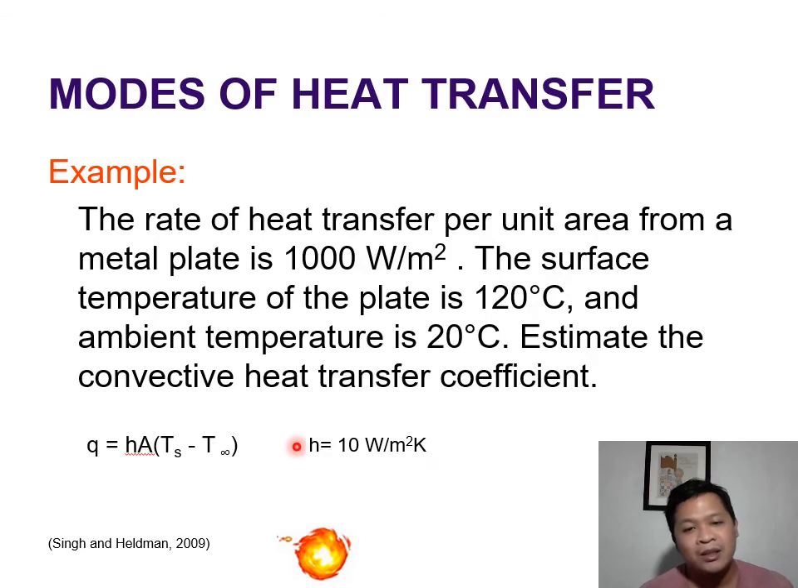For each 1 square meter na surface area ng steel plate, ay nagtatransfer siya ng 10 watts sa kada 1 degree Celsius or 1 Kelvin na difference between the surface temperature and the ambient. Okay, so to increase the Q, you either increase the contact area, the surface area, or you increase the delta T. So that's how we understand this one.